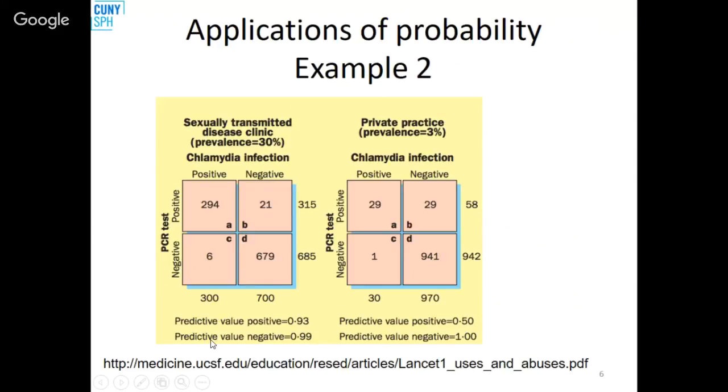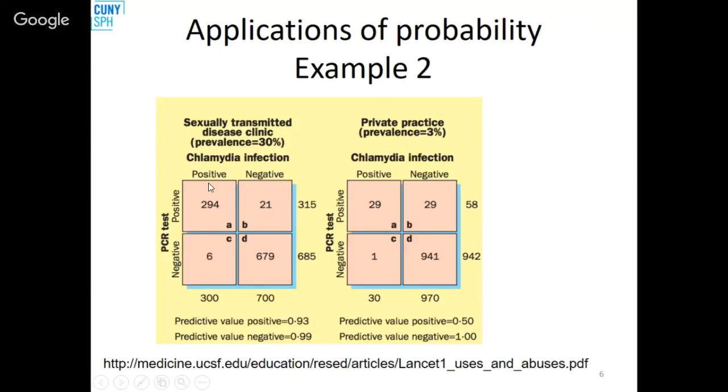And the negative predictive value, that is the chance if you receive a negative test that you really are negative. So here are all the people who received a negative test, and out of them, 679 out of 685, or about 99%, are really negative. Now, this is the same test being applied in this different population.